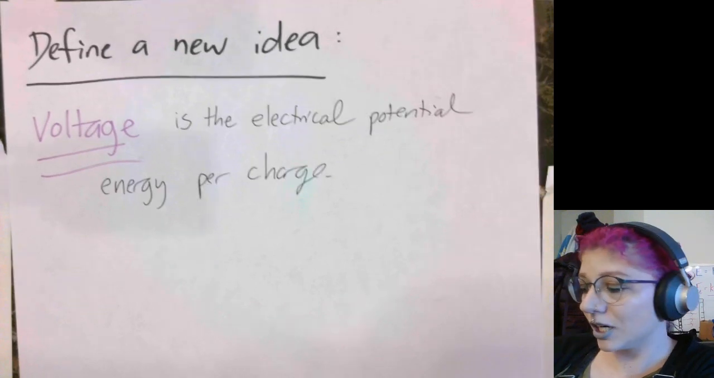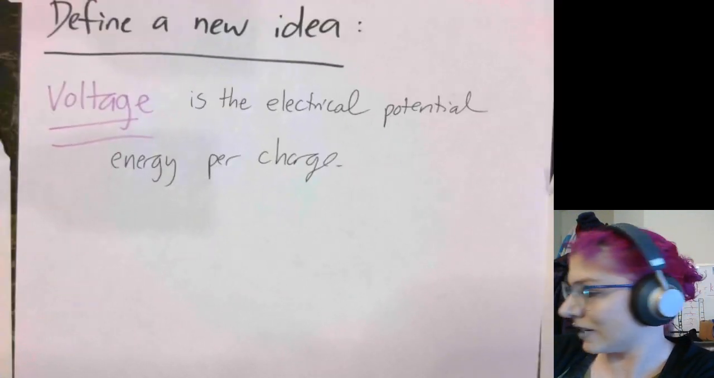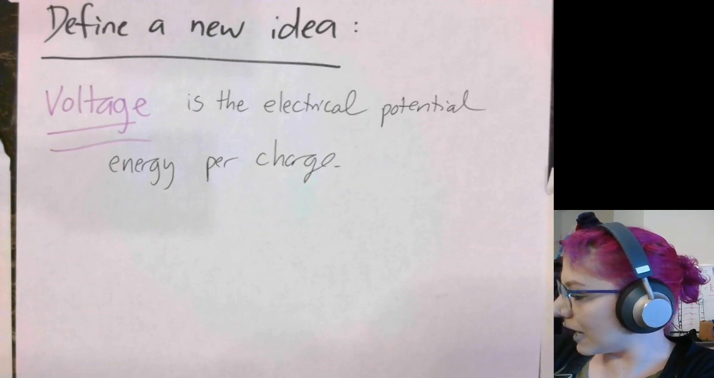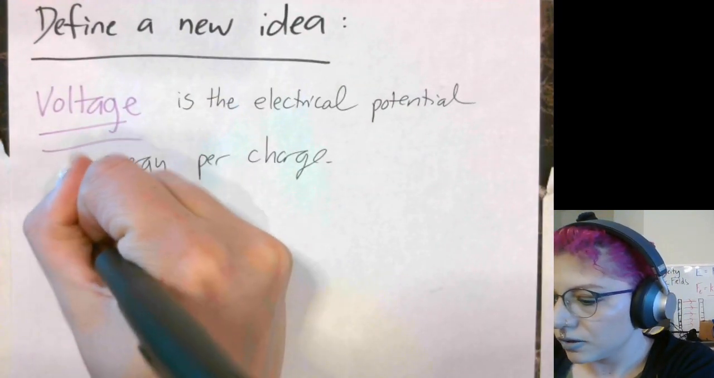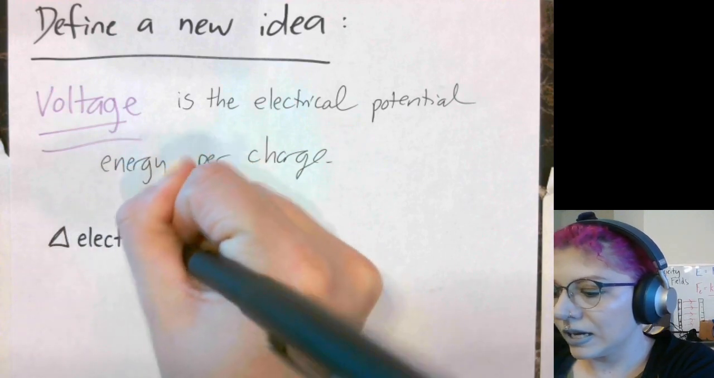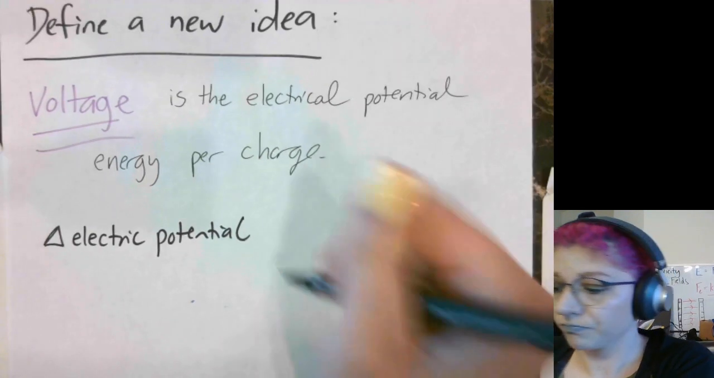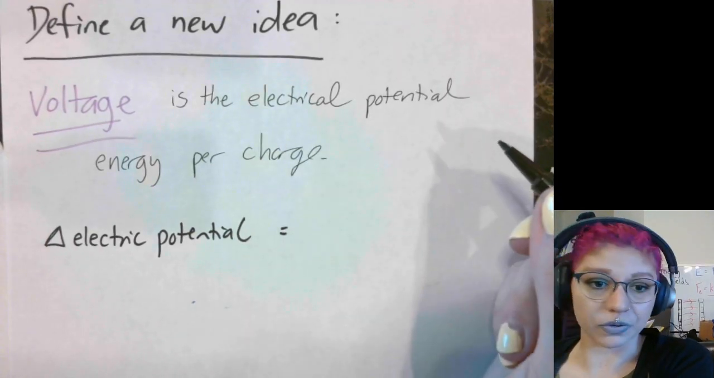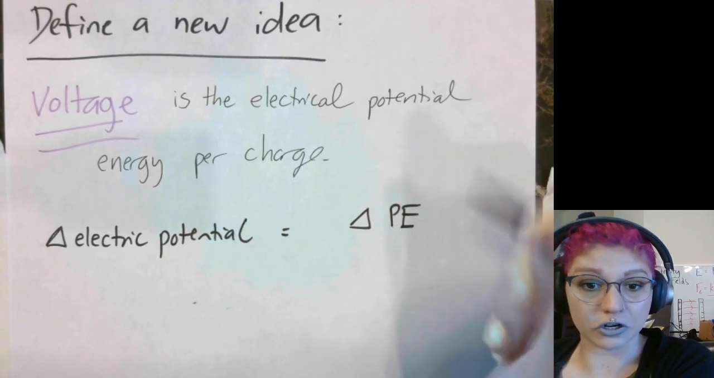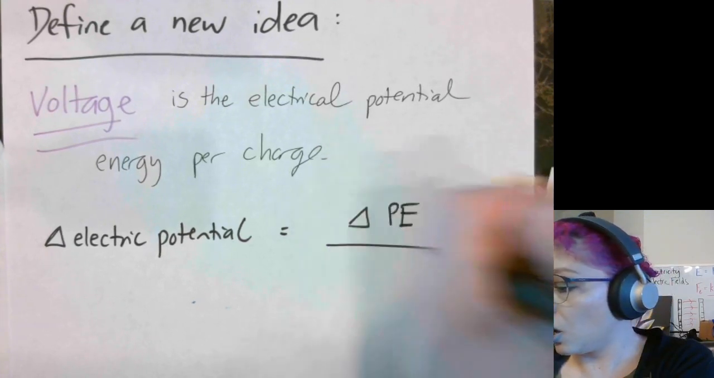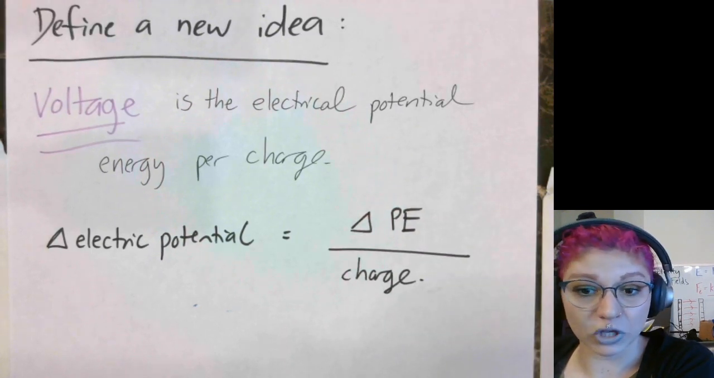I want to put this in terms of an equation because, again, physics, quantitative, right? So what I'm going to say is the change in electrical potential is equal to the change in potential energy over the charge. Okay?